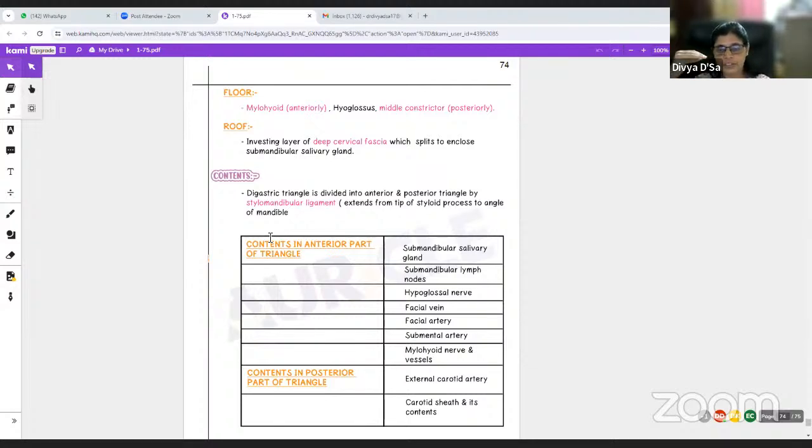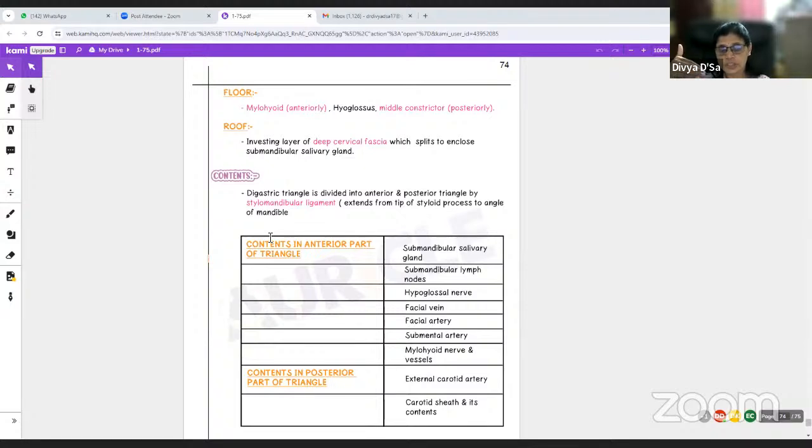Then we have the facial vein and facial artery. The facial vein will be lying superficial to the submandibular gland. The facial artery will be running deep to the submandibular gland. That is also a common spotter question where they ask what are the vessels in relation to the submandibular gland, so you need to write that. Then there is the submental artery, and the mylohyoid nerve and vessels.